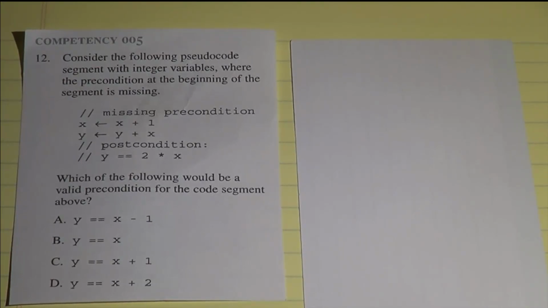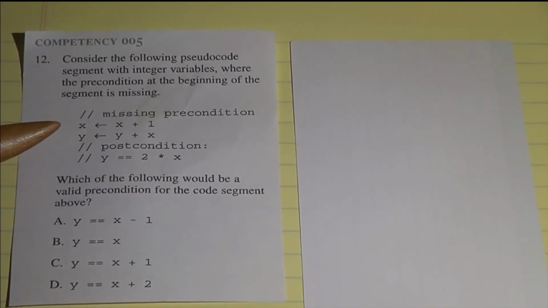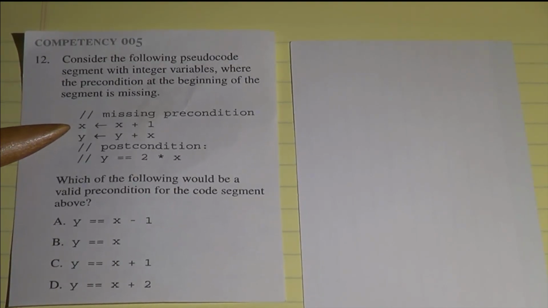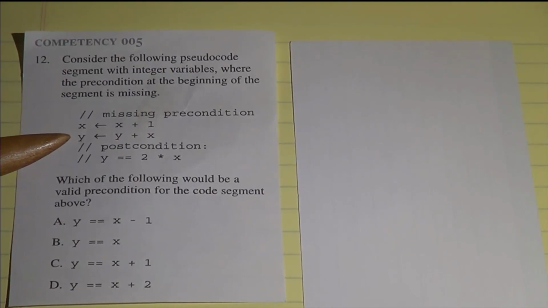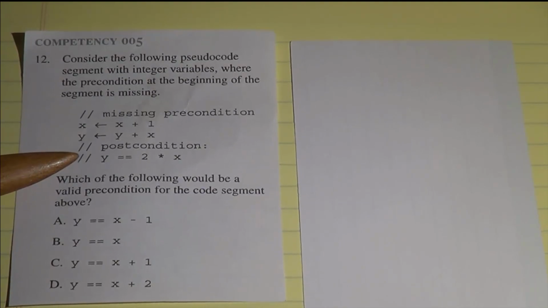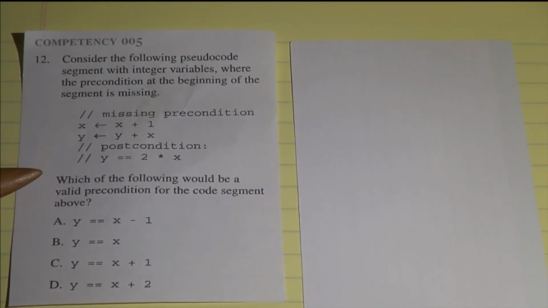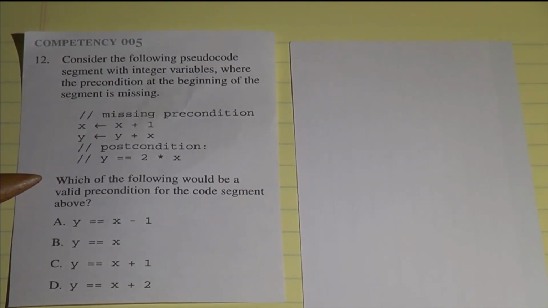Let's take a look at question number 12 from the TEA practice test for the computer science certification. It says to consider the following pseudocode segment with integer variables where the precondition at the beginning of the segment is missing. So here we want a precondition so that when x increases by 1 and y increases by x's new value, we get a postcondition of y equal to twice x. So which of these would be a valid precondition for this code segment above?